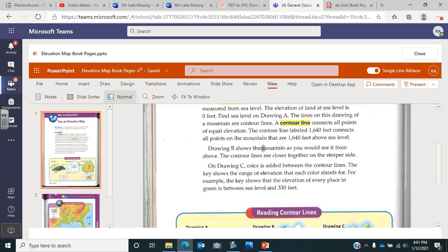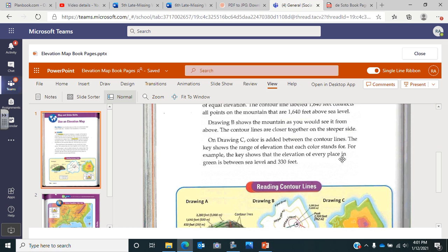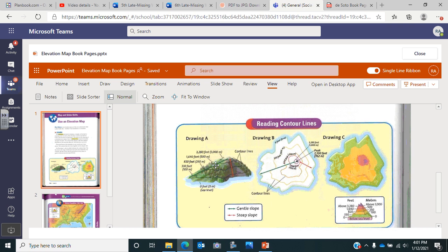Drawing B shows the mountain as you would see it from above. The contour lines are closer together on the steeper side. So if you look here, this is the mountain, and we're looking at it from the top. So here you can see the peak, the very top of it, and you can see that that's right there at the highest point. So this is another way to do an elevation map. You can have it this way, or you could have it here, just having lines representing looking from the top.